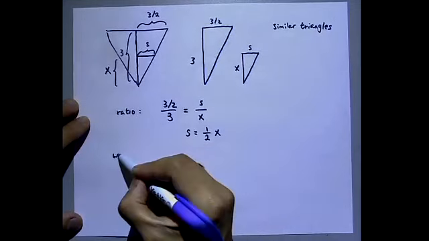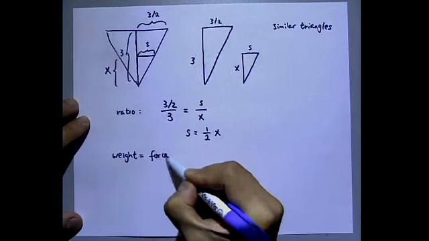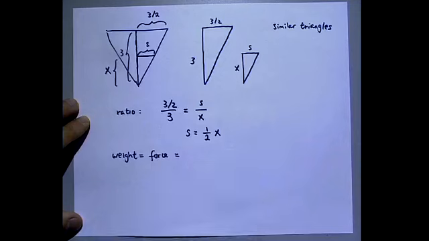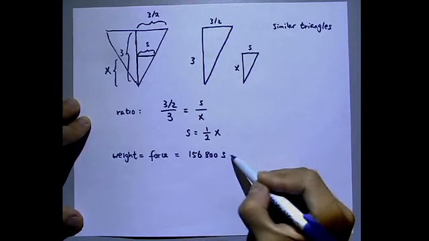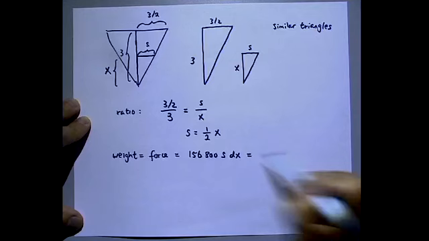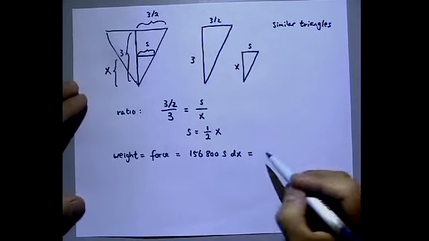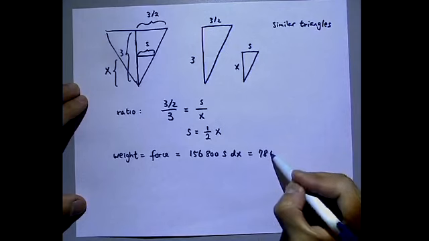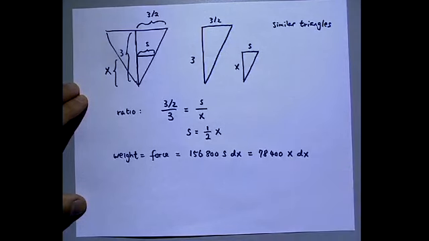All right, so then back to the previous page. We had, what was that number? 156,800 S times dx. And that's now going to be 78,400 X times dx.